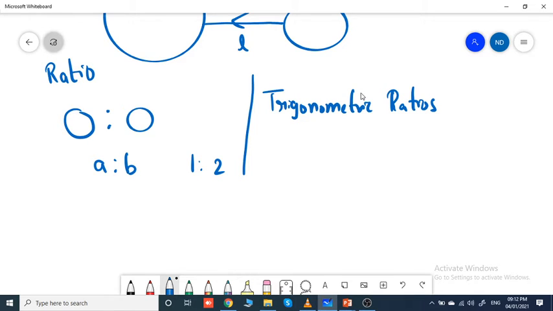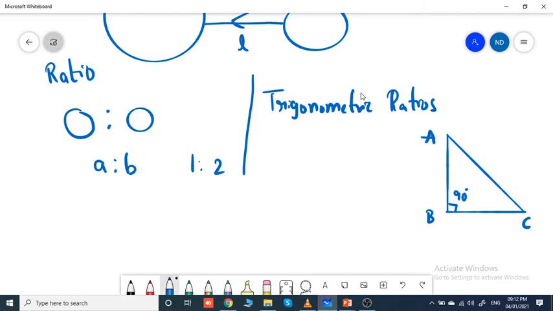Okay, so in trigonometric ratios, how can you find these trigonometric ratios? I told you we will use one triangle, that is a right angle triangle. Let's say A, B, C. AB is one side, BC is one side, and AC is one side. And you know that this place is 90 degrees.